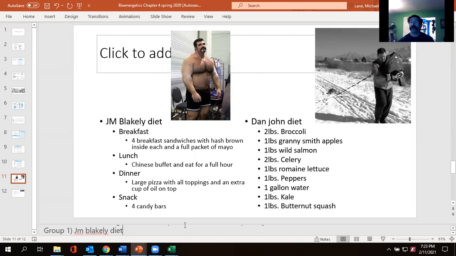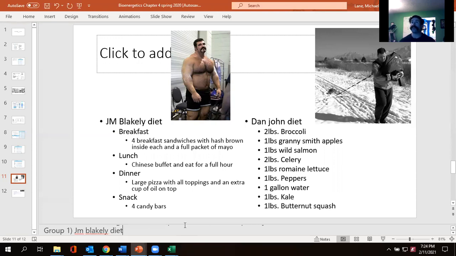Which is not something I would suggest any human being ever do. And one of his methods whenever he would try to gain weight, and this would typically be only for a month, and it was insane, is the diet as follows on the slide. Breakfast is 4 breakfast sandwiches from a fast food restaurant with a hash brown in between, essentially the bun, along with a full packet of mayo inside of each. You've got to do at least 4 of them. Then for lunch, you have to eat for a full hour at a Chinese buffet. And if you vomit, the hour starts over again.